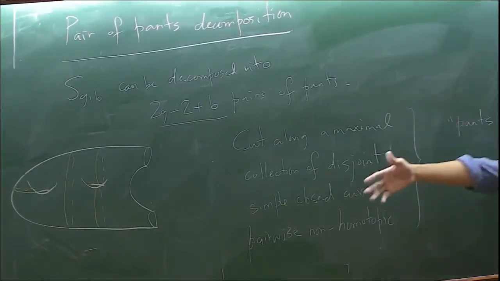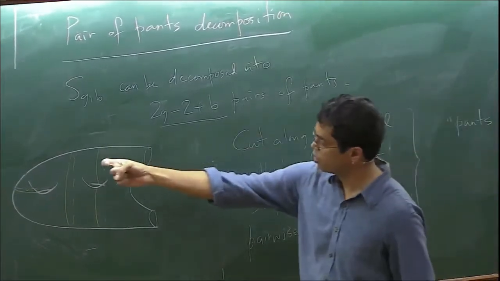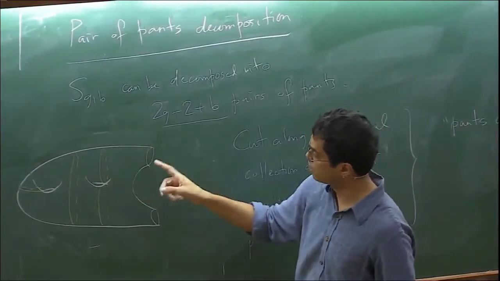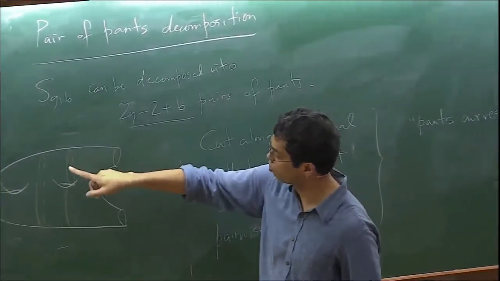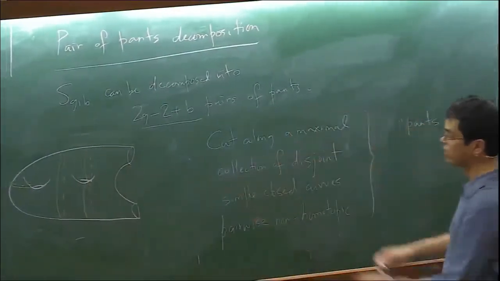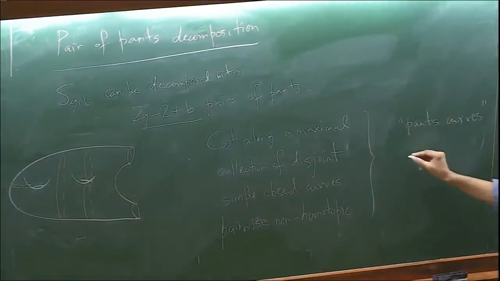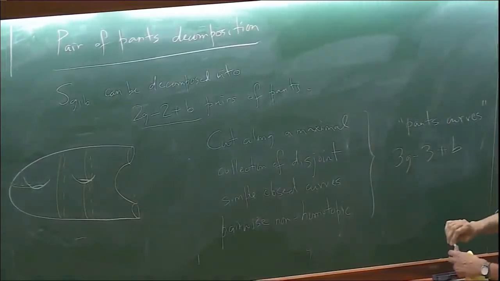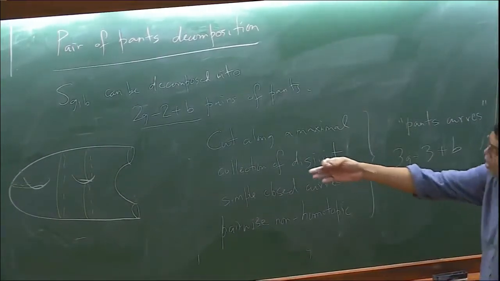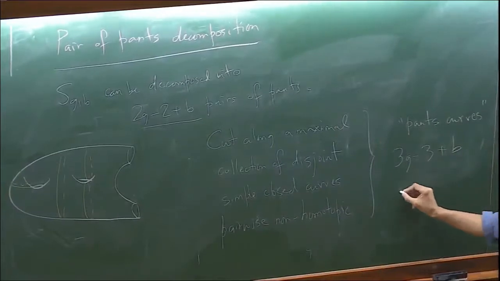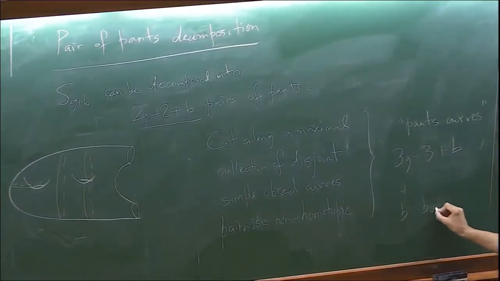You can do a calculation. Each pair of pants has 3 boundary curves, and except for the boundary components, you count each curve twice. If you multiply by 3 the number of pairs of pants and do that calculation, you'll find that there are 3g minus 3 plus b pants curves. Together with these b boundary components, you have this many curves.